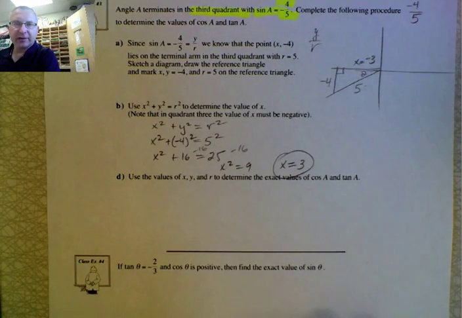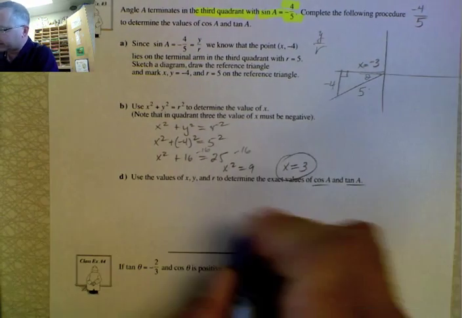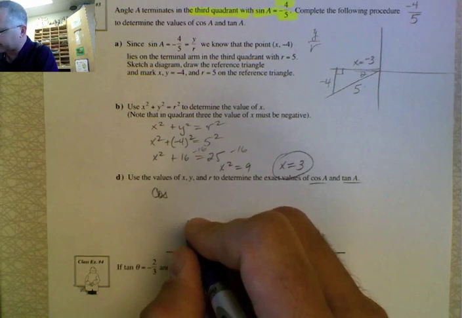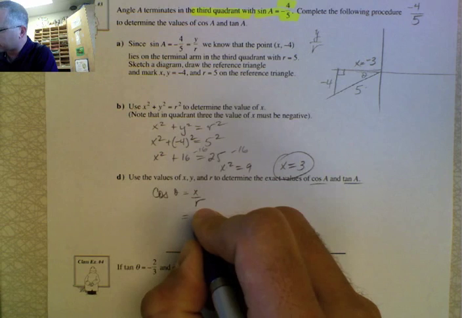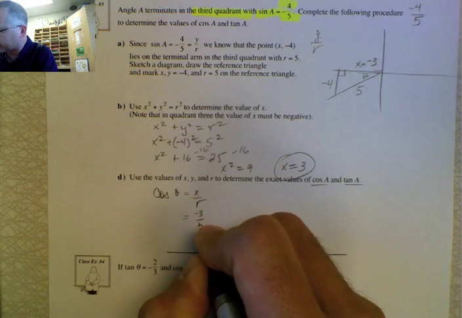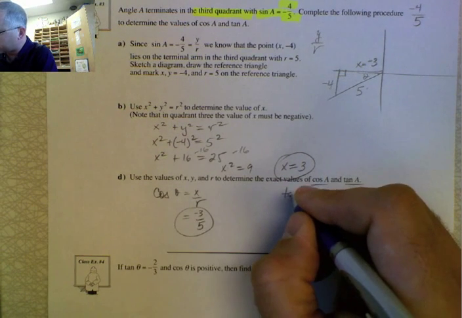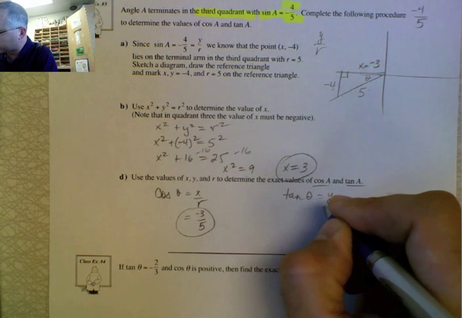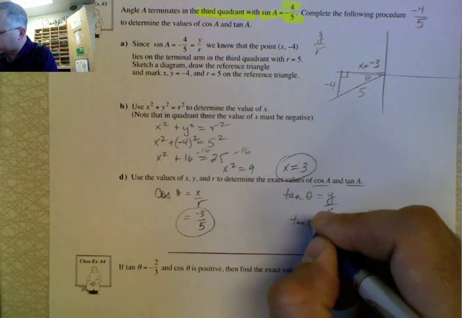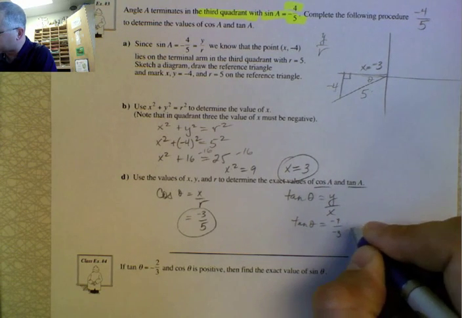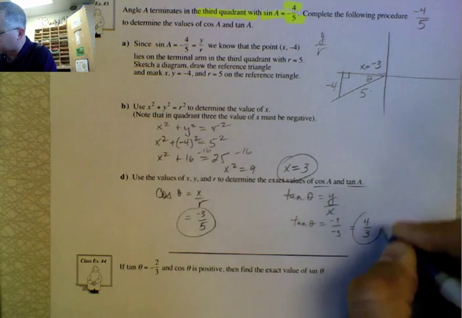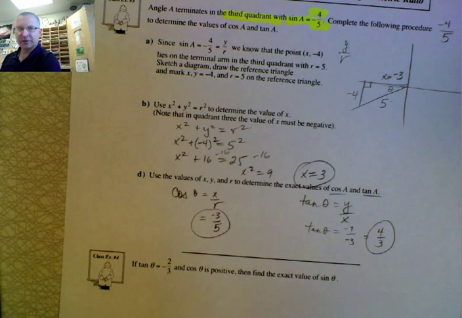So they want us to actually find cosine and tangent here. So cosine is x over r. We've just calculated x to be negative 3 and r is 5. Tangent is y over x, and we find out that y is negative 4 and x is negative 3. So when you simplify that, you actually get 4/3.